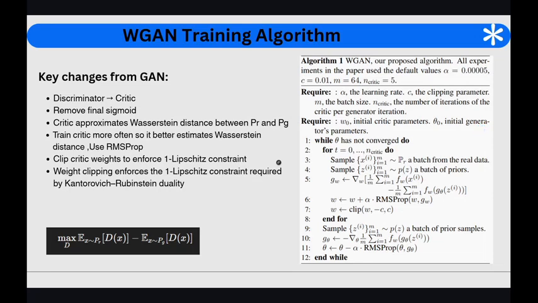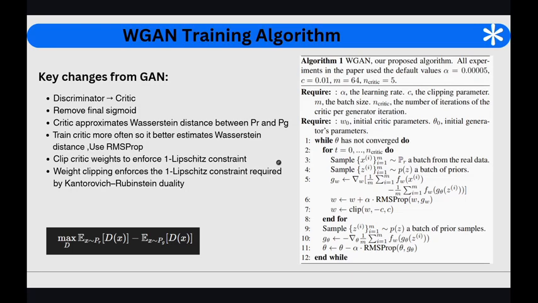So here comes the next part, the WGAN training algorithm. WGAN changes the GAN training process in a few important ways. The first one is that the discriminator becomes a critic. It doesn't output a probability. Instead, it outputs a real-valued score. So the final sigmoid layer is removed. The second change is that the critic is trained 5 times for every one generator update. This helps the critic learn a better estimate of the Wasserstein distance before updating the generator. The third change is that WGAN uses RMSProp instead of Adam in the original paper.